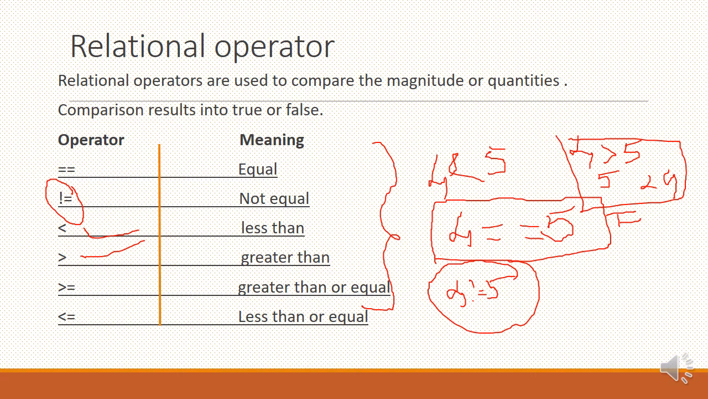Okay, what are the relational operators and why do we use them? To compare any two quantities, we use the relational operator. Always the result of a relational operator is in the form of true or false.